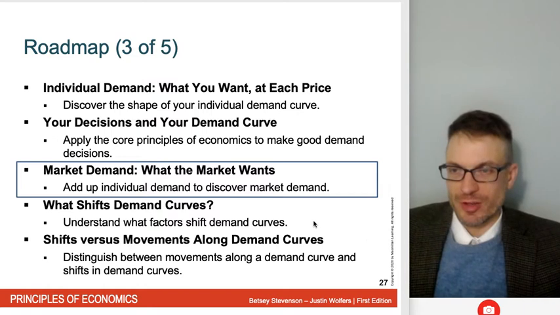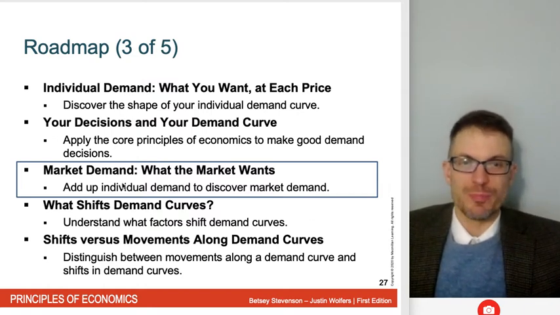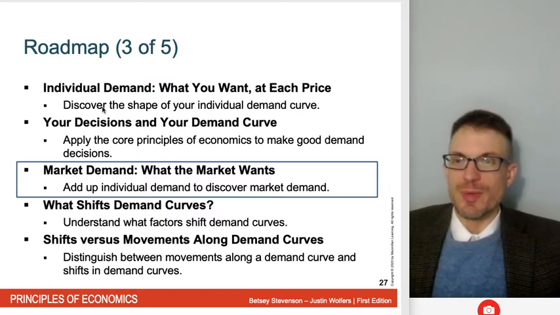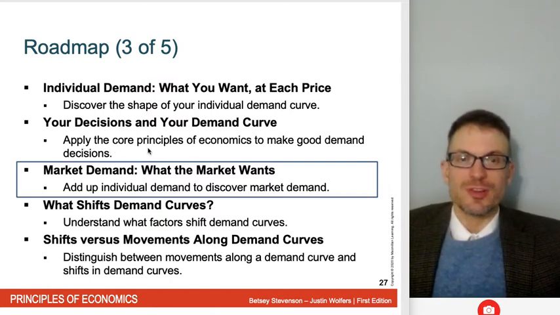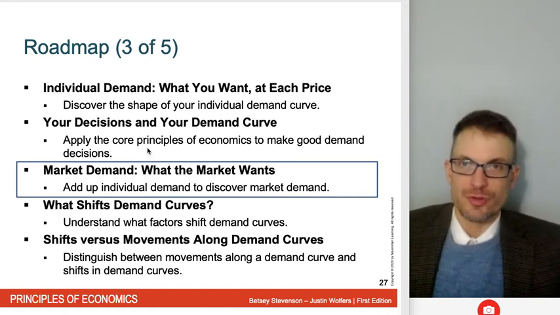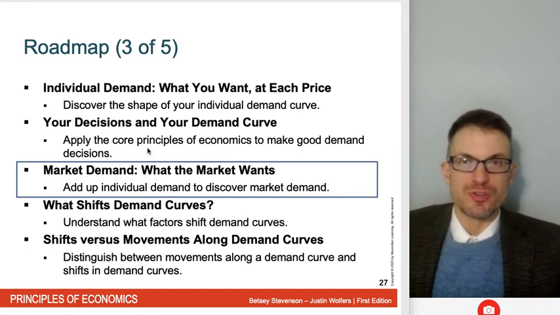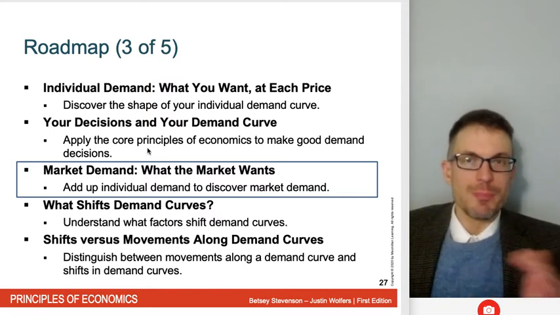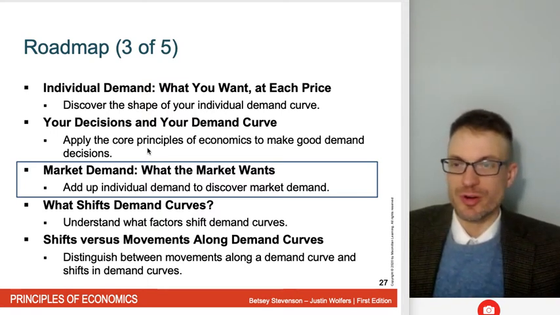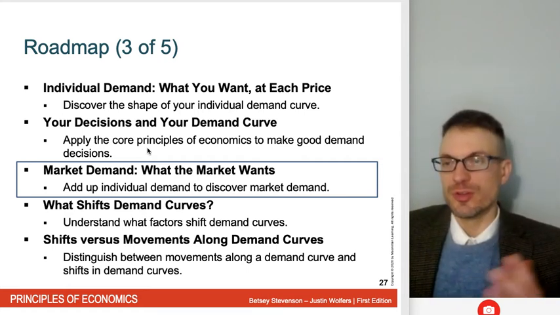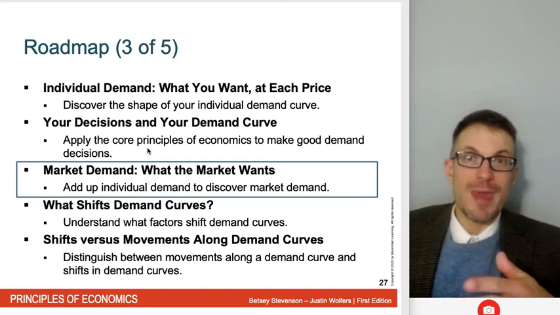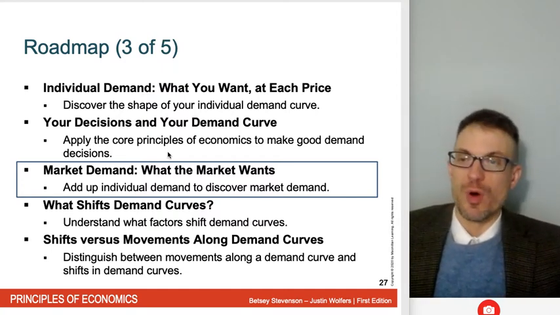In the previous video I talked about individual demand, that's why I'm picking up right here. With individual demand, we're thinking about the shape of your individual demand curve by saying, at a given price, how much are you willing to buy? Then we thought about applying the core principles of economics to make good demand decisions. This gave rise to the rational rule for buyers: keep buying as long as your marginal benefit is bigger than the price, and stop buying at the point where your price exactly equals your marginal benefit. This gives rise to the idea that the theory of marginal benefit is the theory of demand. Your demand curve and your marginal benefit curve are one and the same.